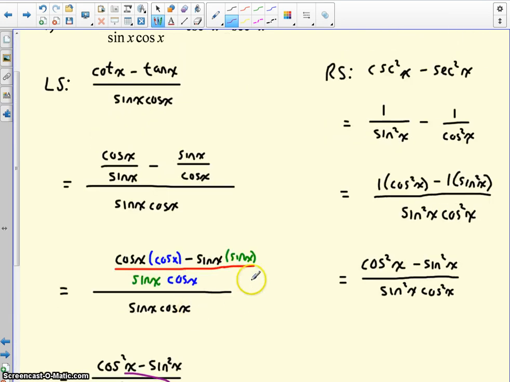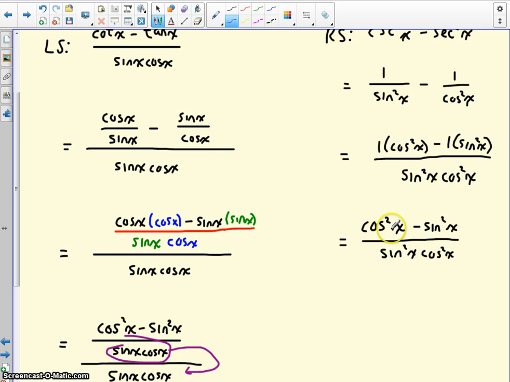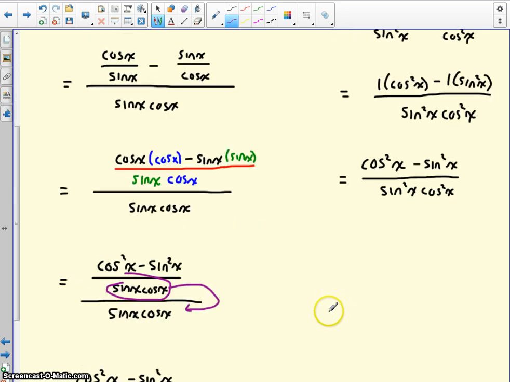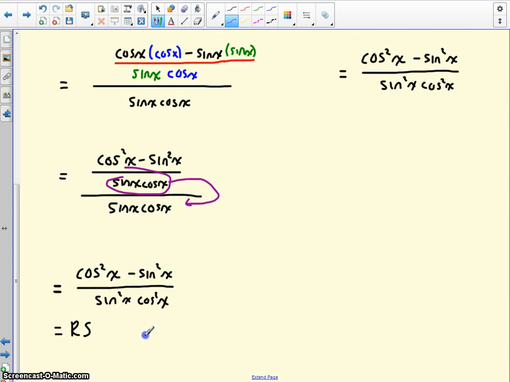On the right side, with 1 over sine squared minus 1 over cos squared, I again found a common denominator. This time the denominator was sine squared cos squared. So the 1 here got multiplied by cos squared x, this one got multiplied by sine squared x, and you end up with, again, cos squared minus sine squared over sine squared cos squared. So the two sides are equal to each other, and this identity was proven.